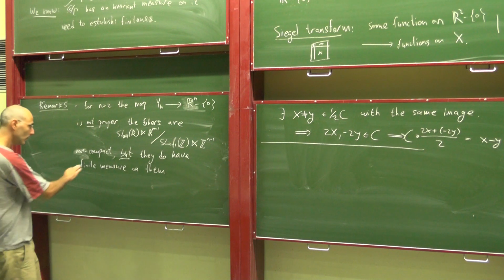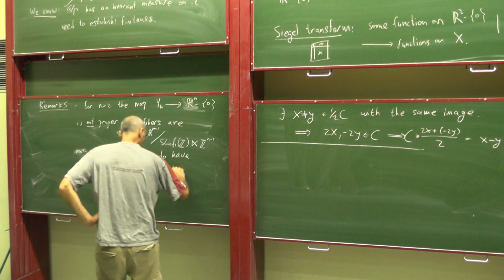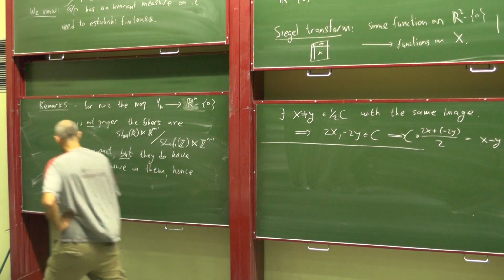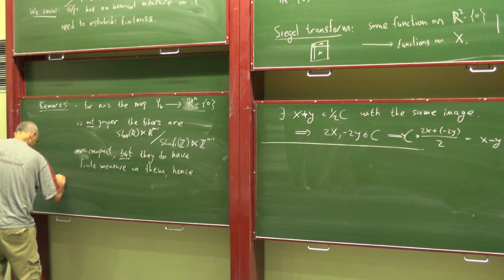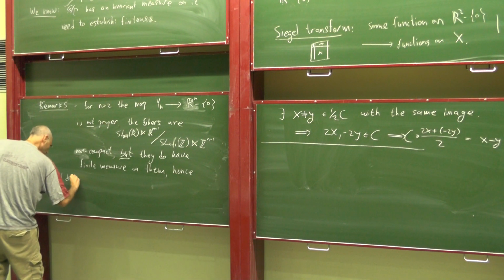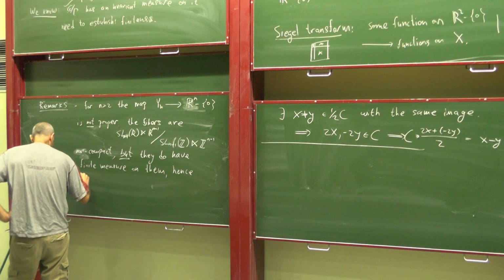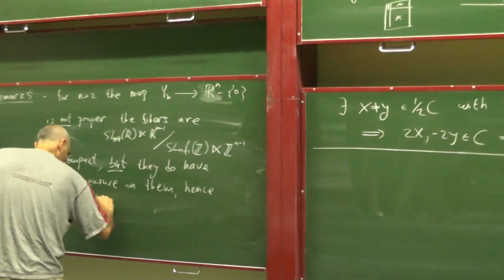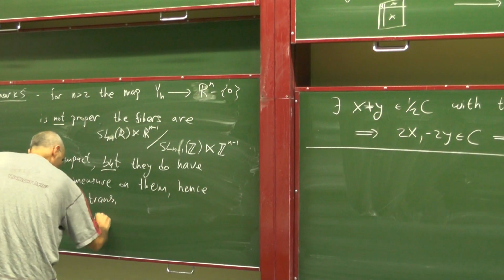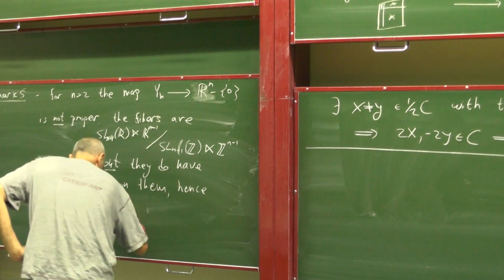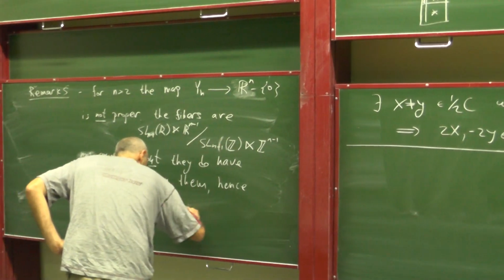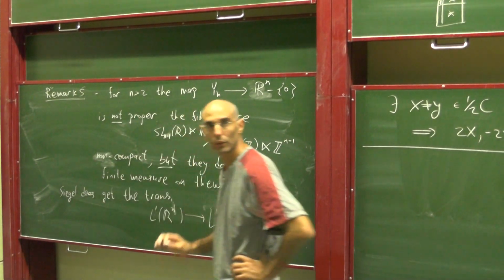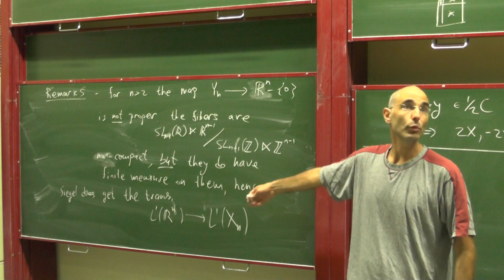But on them, hence, you do get the Siegel transform from L1 of Rn to L1 of Xn. I'll just finish the sentence, and the proof just goes on.